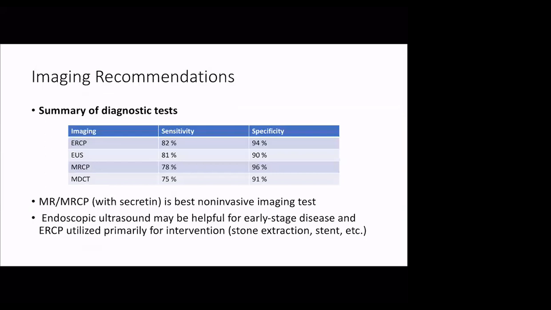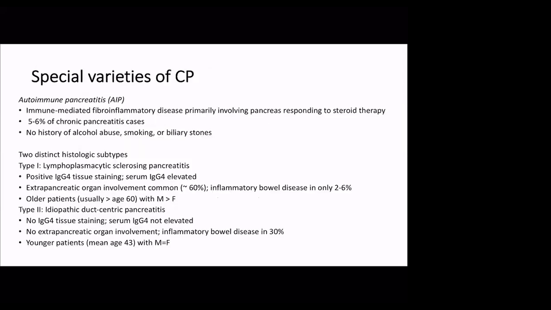الايمجنج ريكومنديشن السمري انه الاي ار سي بي هو الجولدن ستاندرد with high sensitivity and specificity. Endoscopic ultrasound is sensitive مالته 81% while specificity 90%. البيست طبعا هو الام ار والام ار سي بي. ليش؟ لانه non invasive imaging techniques. While الاندوسكوبيك ultrasound نقدر نستخدمه in the diagnosis of early stages of the disease, and the ERCP is used primarily for the intervention, stone extraction, or by putting a stent.